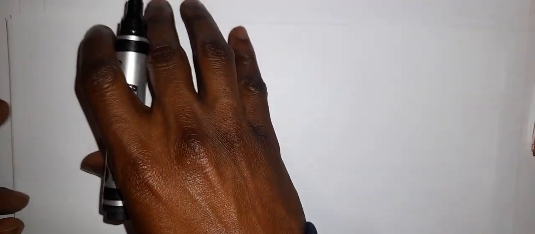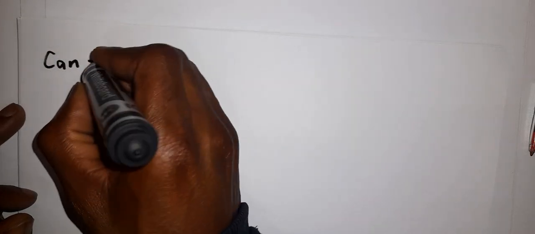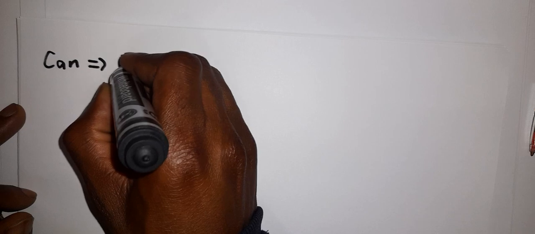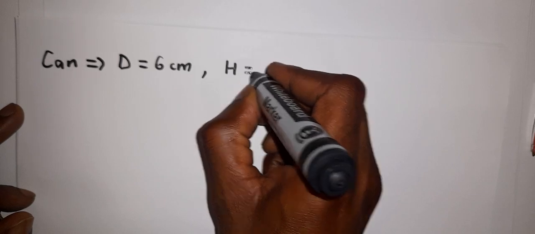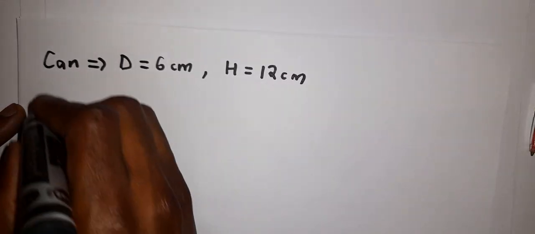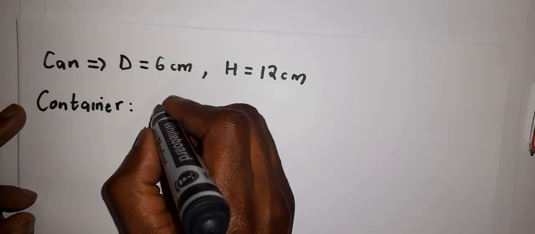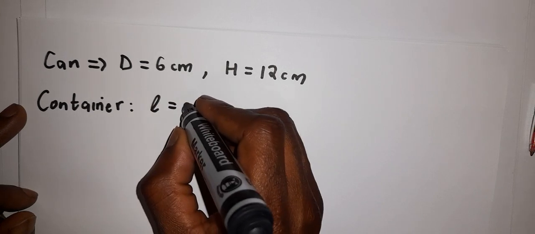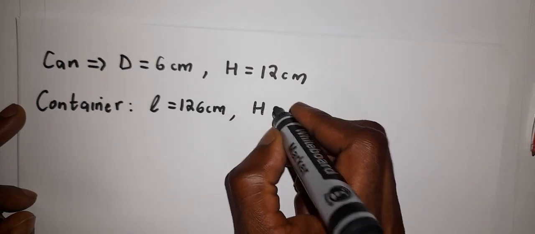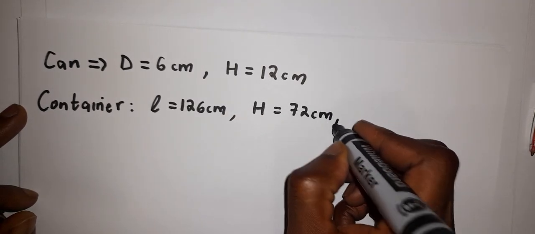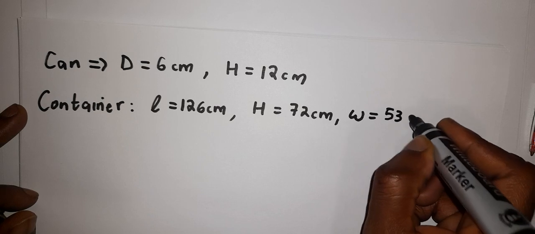We have for the can the following. Right, the can has a diameter of 6 centimeters and a height of 12 centimeters. And if we are looking at our container, it has the following dimensions. The length is 126 centimeters. The height is 72 centimeters. And then lastly, the width is 53 centimeters.